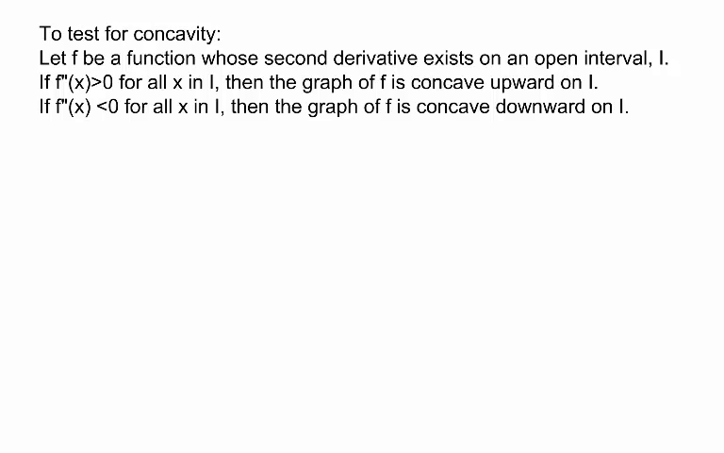If the second derivative, f double prime of x, is less than 0 for all x in I, then the graph of f is concave downward on I.